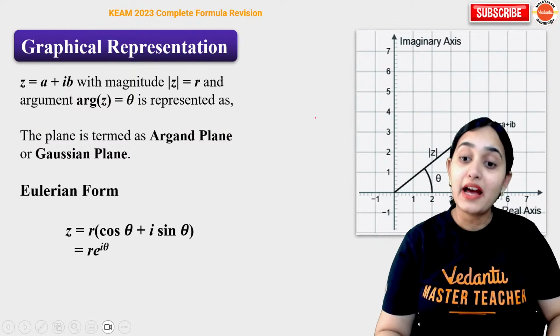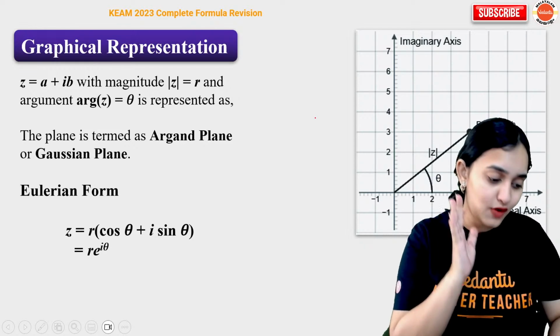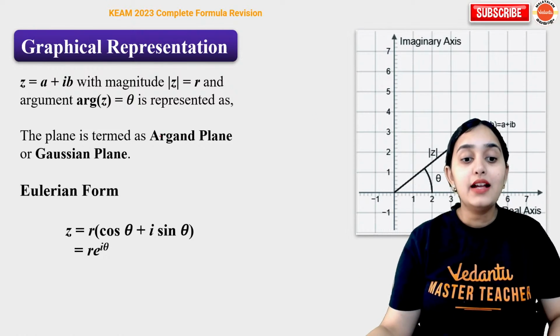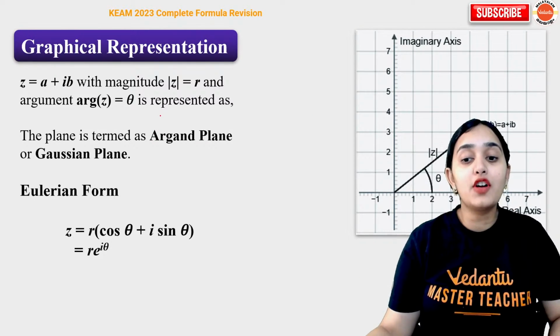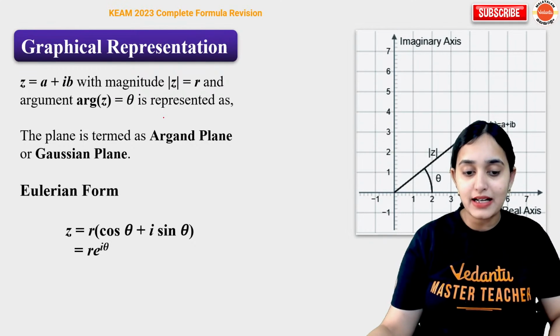Okay. Argument is important. So don't argue with argument. Just memorize the formulas. Alright. Next is the graphical representation of a complex number using the Argand plane and polar representation.